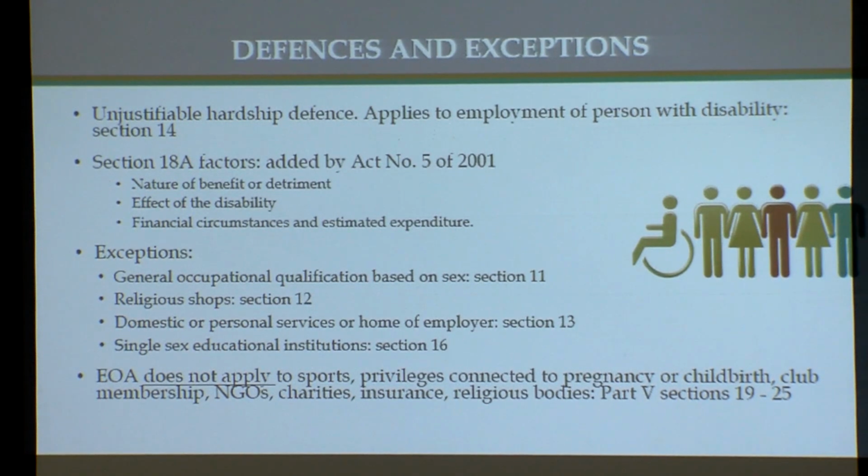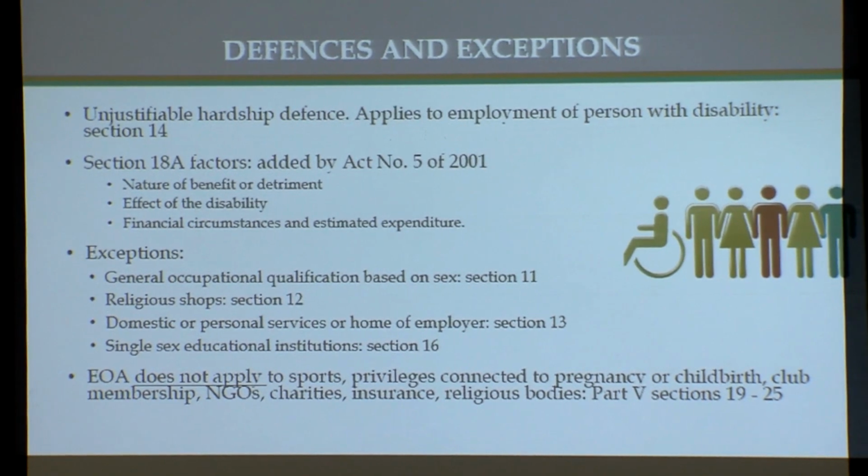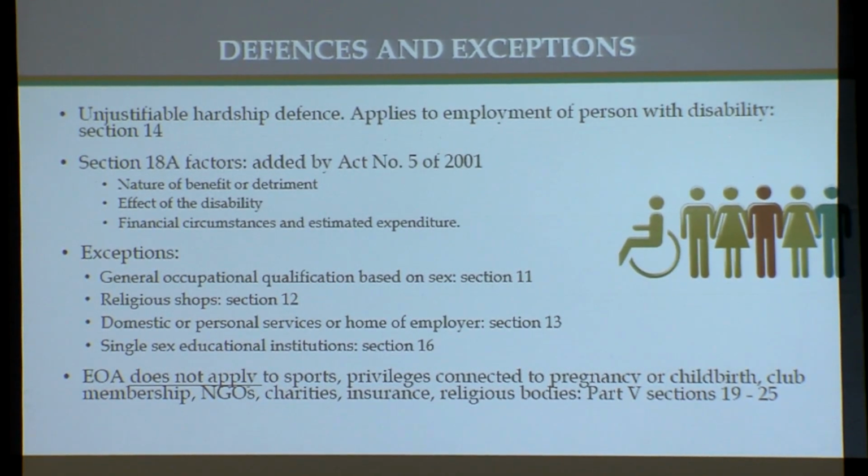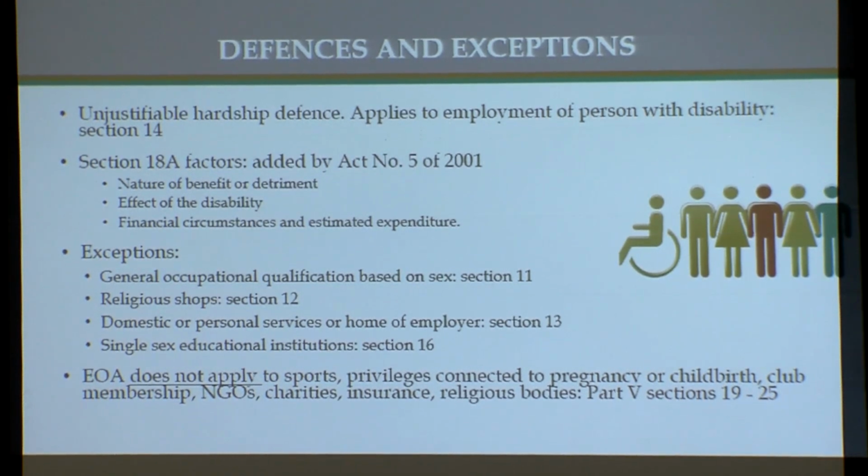So this is a little trick. The unjustifiable hardship defense is in section 14 of the Act. The factors that you look at in determining whether you could actually plead that defense are in section 18A. Once you are looking through legislation and you see a number followed by a capital letter, that means that that provision was not there originally. It was inserted by an amendment. So section 14 was always there when the Equal Opportunity Act first came into existence. Section 18A was added in 2001, right?